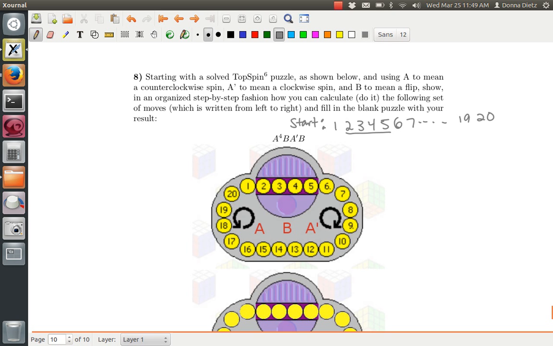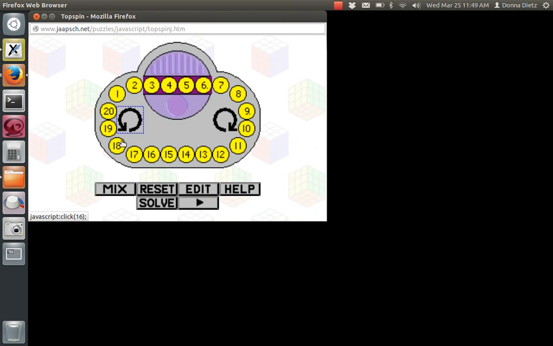So these two are equivalent. Now I want to do step A, which means move all these that way. Here I can show you what that means. This is what A does. A inverse. B is its own inverse. If you do B twice, nothing happens.